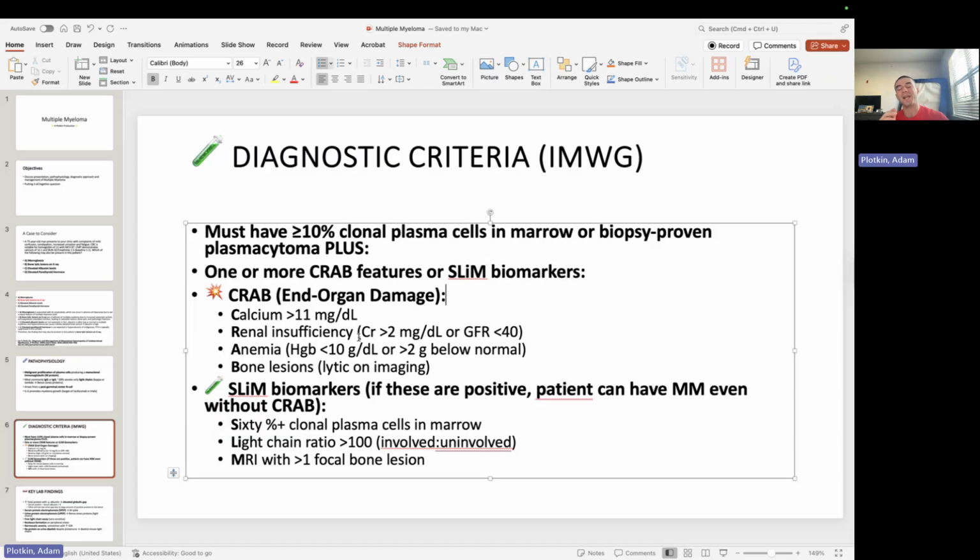And again, it may not be a perfect world, right? Their calcium might be like 10.8. Their hemoglobin might be like 10.2. They might have a creatinine bumping up to like 1.8. Now, again, it's not fully meeting the diagnosis, but that should key you in on, hey, this patient might have a plasma cell dyscrasia or some sort of monoclonal gammopathy going on, and I need to do further workup.